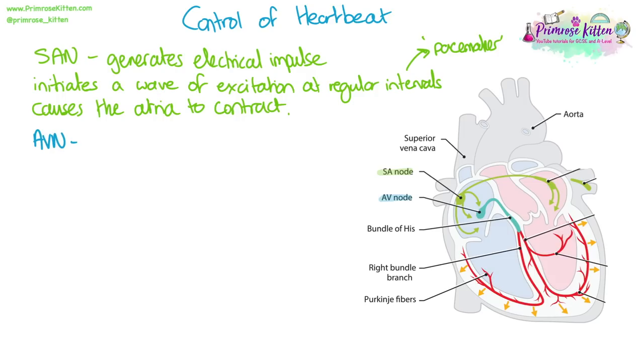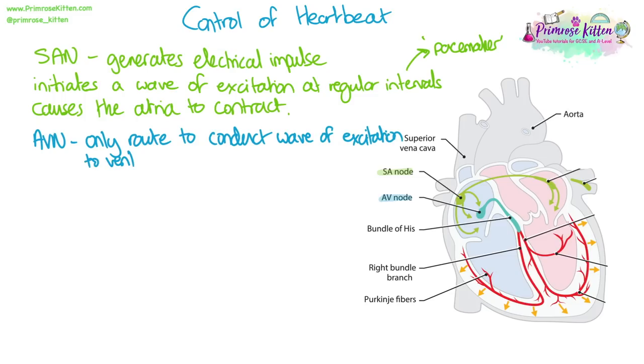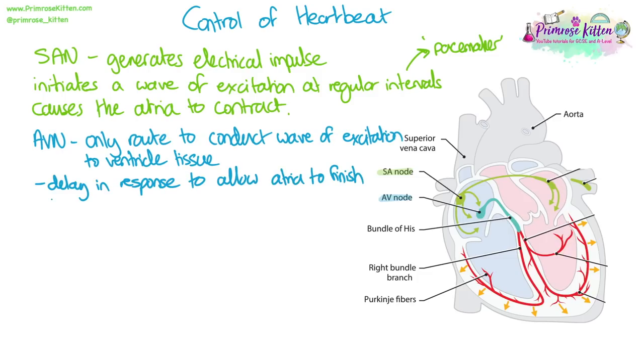The wave of excitation stimulates the atrioventricular node. It is the only way that the wave of excitation can continue down into the septum to reach the ventricles. There is a delay in the response of the atrioventricular node, which allows the atrium to contract and finish pushing blood into the ventricles before the ventricles contract.